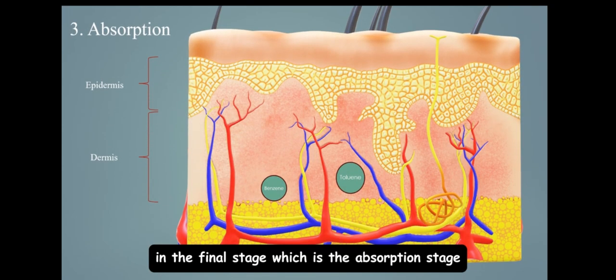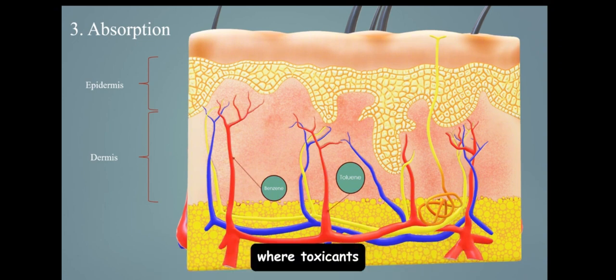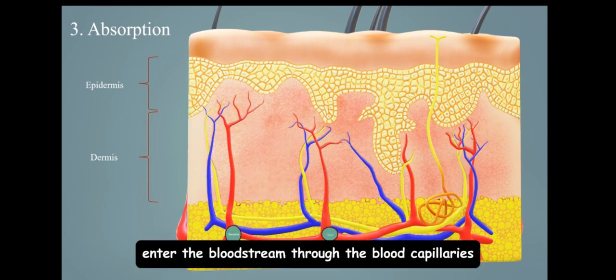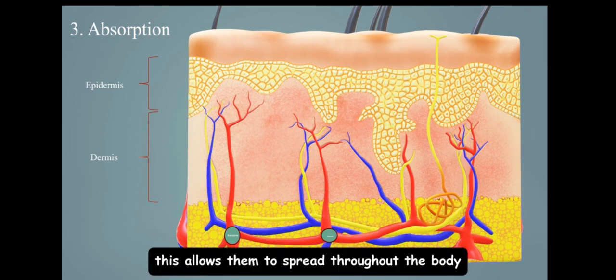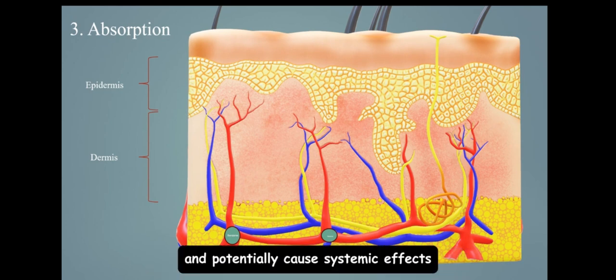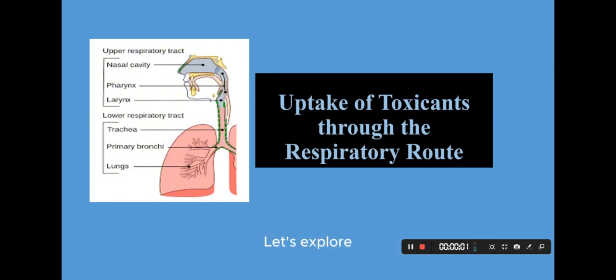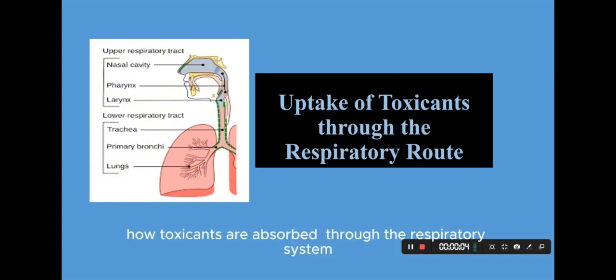In the final stage, which is the absorption stage, passive diffusion occurs once again where toxicants enter the bloodstream through the blood capillaries in the dermis. This allows them to spread throughout the body and potentially cause systemic effects. Let's explore how toxicants are absorbed through the respiratory system.